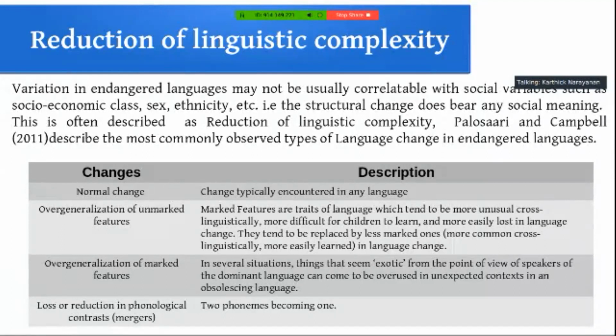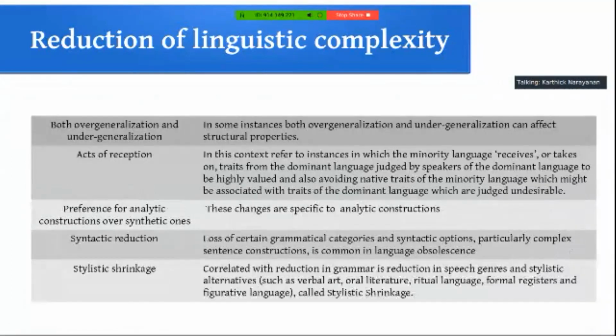Another thing, besides the lateral example that I talked of, is the loss or reduction in phonological contrast. For example, in most of the Indo-Aryan languages that I work on, I've seen affricates and fricatives losing their distinctions. The affricate phonemes and the fricative phonemes have started to lose their distinctions. This is another example that you see. Sometimes a language can have both overgeneralization and undergeneralization in the same language. And then there is something called an act of reception.